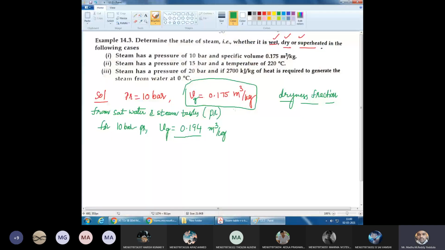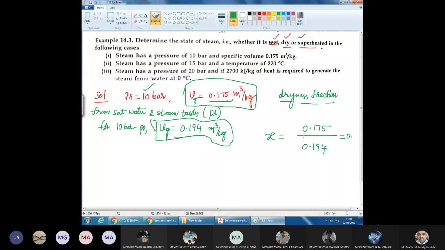Actually, at 10 bar pressure the steam should have 0.194 meter cube per kg of specific volume. But in the problem given, it is 0.175. This value is less than that one, which means the dryness fraction will decrease. So how do we find the dryness fraction? It should be 0.194, but it is 0.175. What does this ratio give? The dryness fraction.